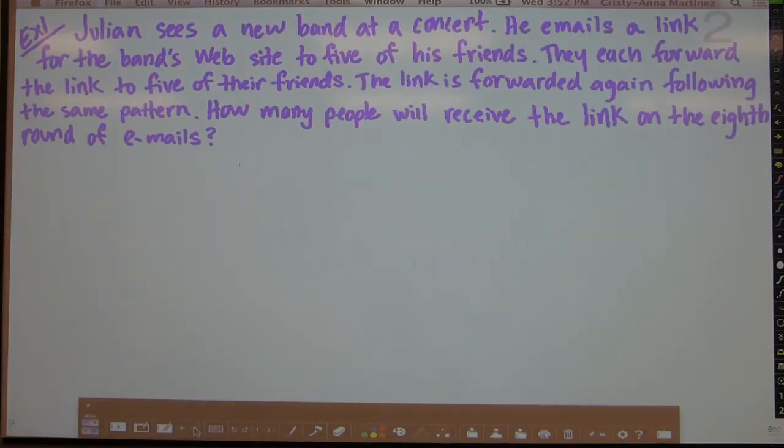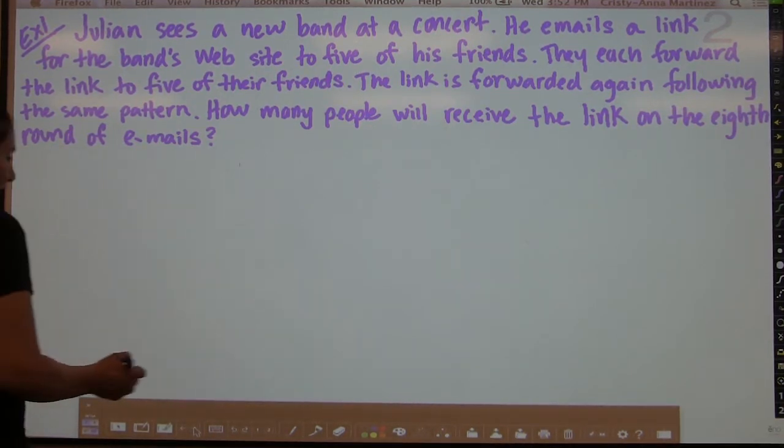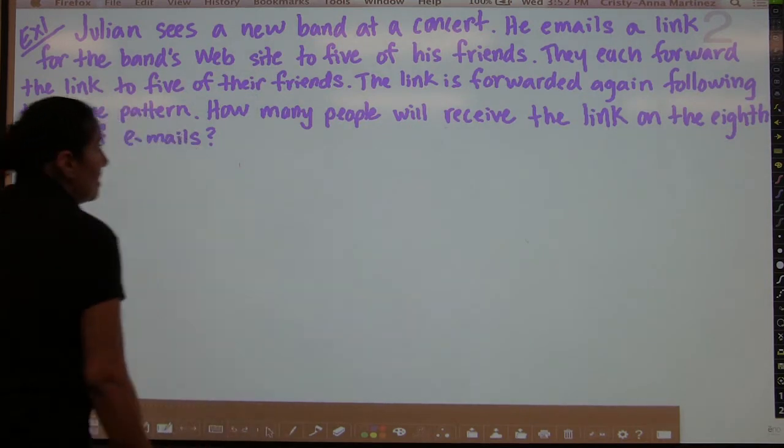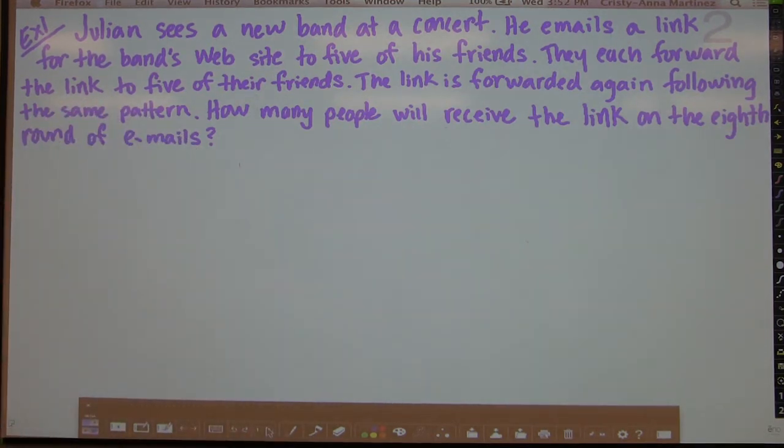So here's an example. It says, Julian sees a new band at a concert. He emails a link for the band's website to 5 of his friends. They each in turn forward the link to 5 of their friends. The link is forwarded again following the same pattern. How many people will receive the link on the 8th round of emails?